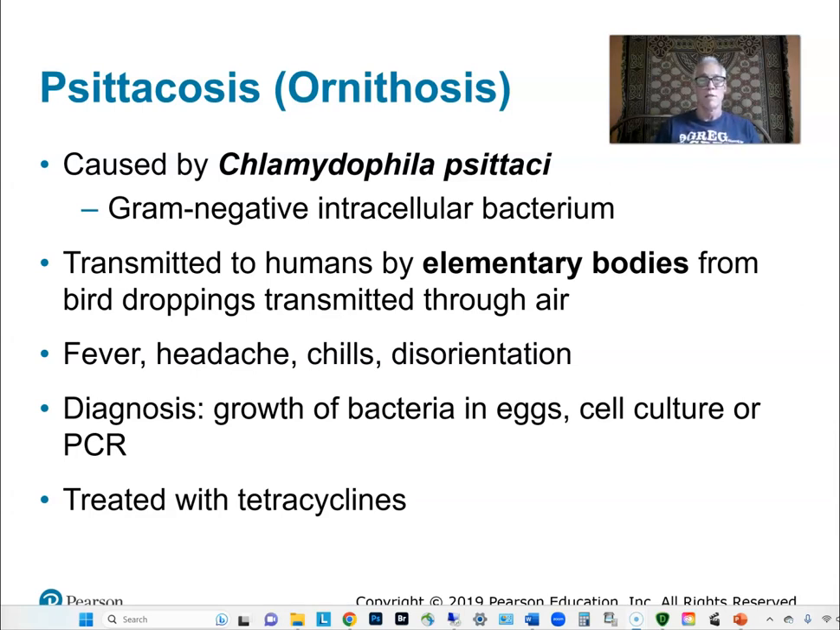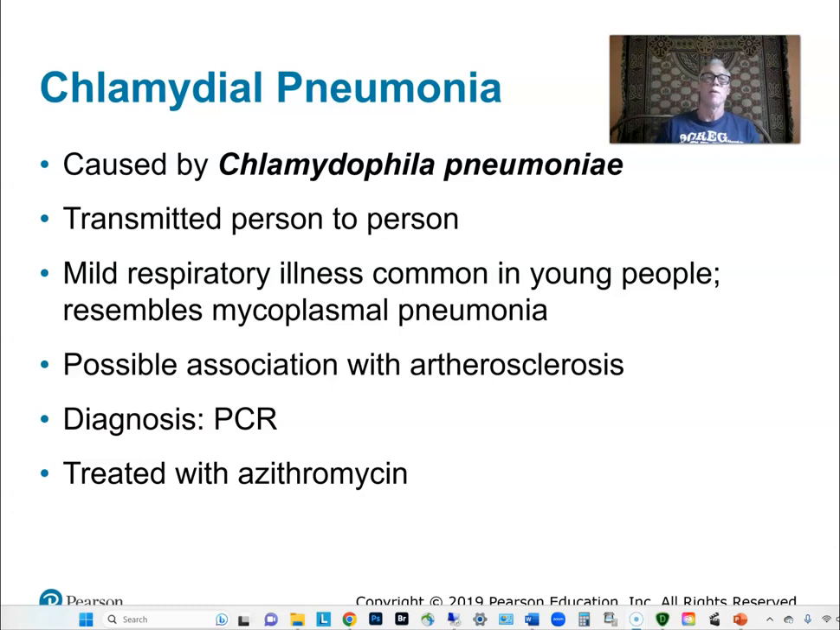the air and cause inspiration into the respiratory system, hence our topic of today, and cause fever, headache, chills, and disorientation. And in immunocompromised people can be lethal. Diagnosis is with growth of bacteria in eggs and or cell culture and PCR. Treated with tetracyclines to get into those cells. Remember, that's one of the ones that could penetrate into cells and get those intracellular parasites.